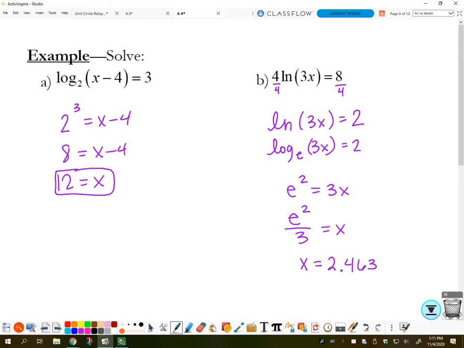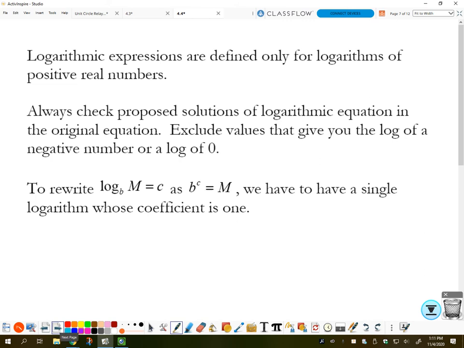Alright, so there's only one log. Make sure the log is by itself. Write it in exponential form. Follow what you got. Alright, if there's more than one log, then you're just going to condense.